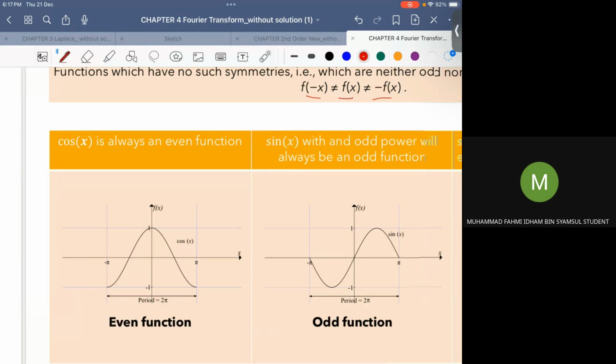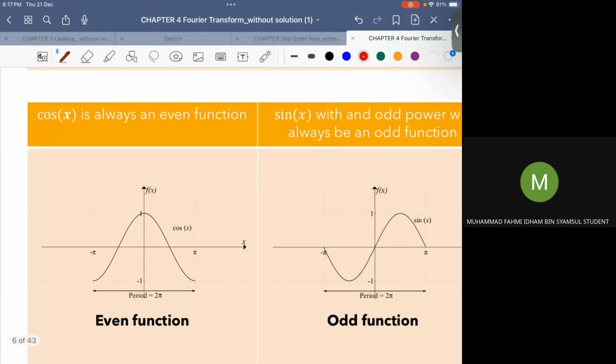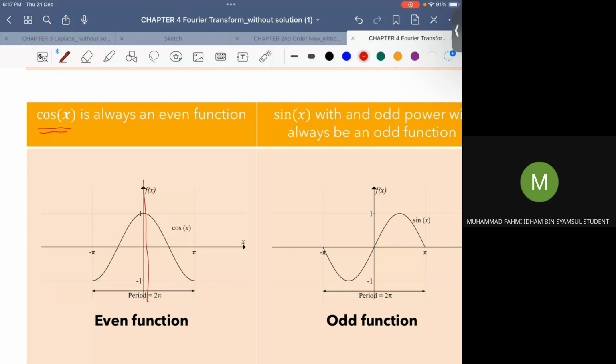Let's see what this one is. Cos x is always an even function. So whenever you have a function that consists of cos x, it is always an even function. Whether you put cos 2x, cos 3x, or cos 4x, it is always an even function. If you plot the graph, you see that the right-hand side is symmetrical with the left-hand side.